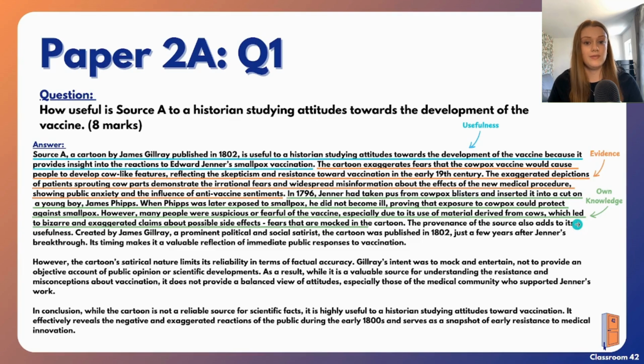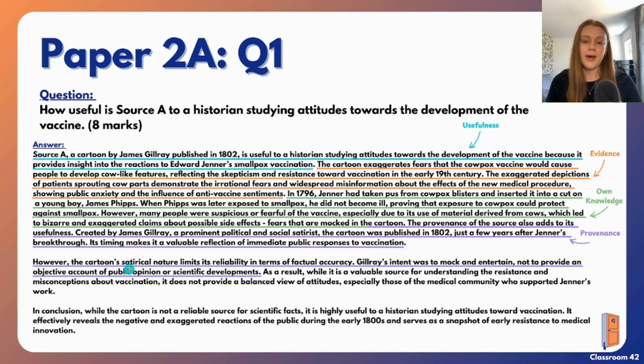Okay, and then we want to talk about the provenance. Here we have spoken about the provenance of the source, adding to its usefulness. Created by James Gillray, who was prominent in politics and society, published in 1802, just a few years after Jenner's breakthrough. Its timing makes it a valuable reflection of the immediate public responses to the vaccination. You can see there we've linked it, saying how, because it was so soon after Jenner's breakthrough, it gives a really immediate reaction into the attitudes to the development of the vaccine. So always keep it on topic to the question as well.